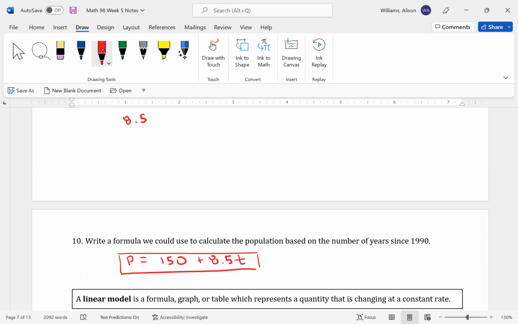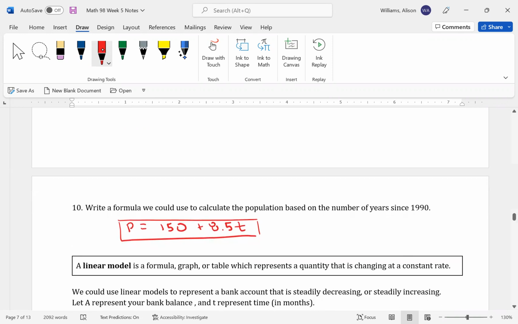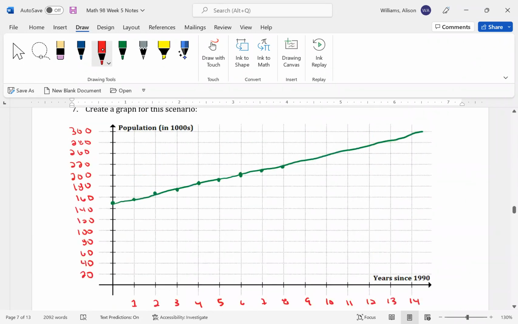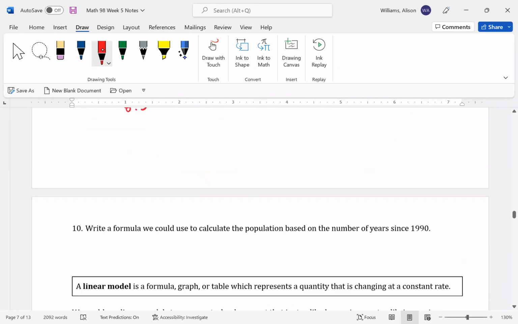So a linear model is a formula, graph, or table which represents a quantity that's changing at a constant rate. For this, our tables were always changing by a constant addition or subtraction, and the graphs were changing at a constant increase or decrease, and therefore it formed a line. Even if my lines aren't perfect, it does line up.